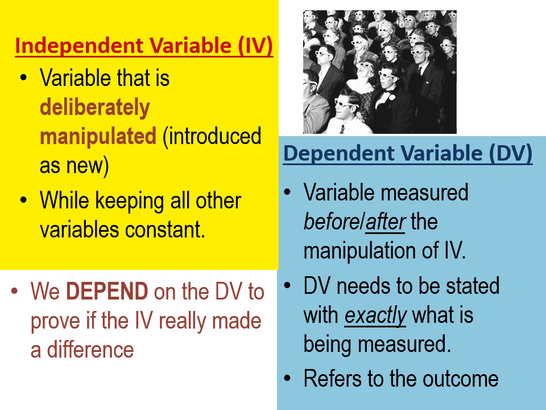So the independent variable you can write as IV. It is a variable that is deliberately manipulated. It is the new thing that we are introducing. We're changing the light, we're changing the food, we're changing the drink, we're adding a drug.